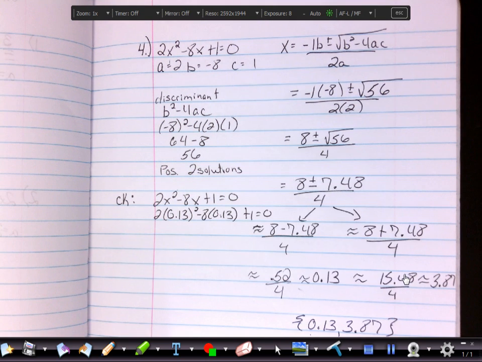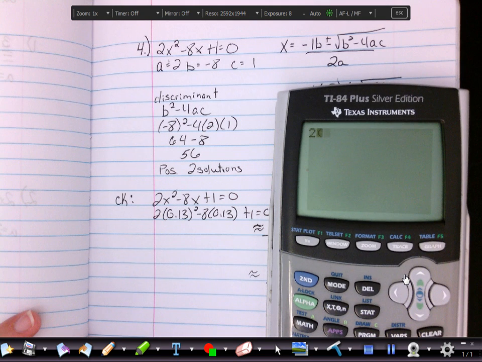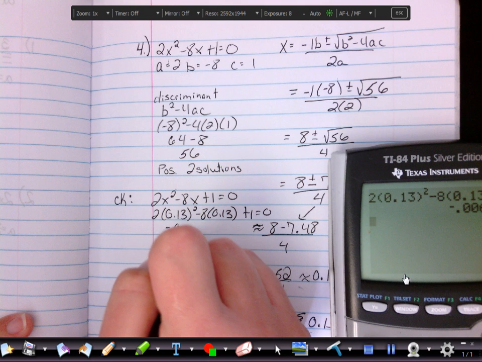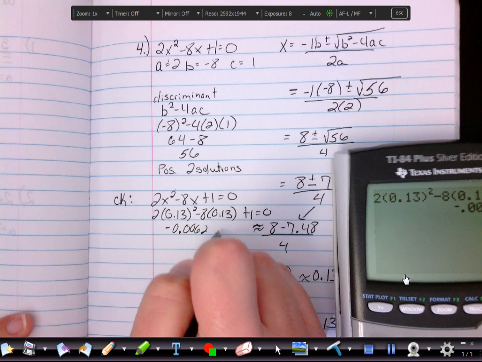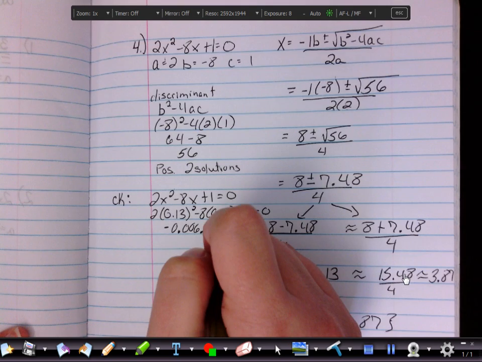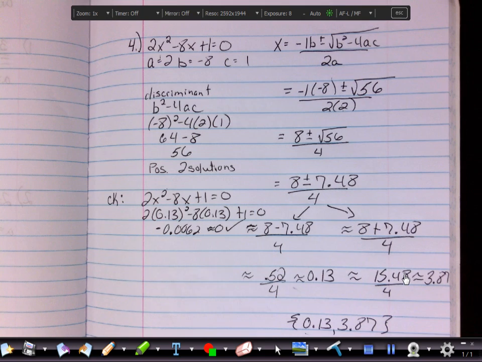I'm going to plug that in my calculator and make sure that it gives me 0. 2 parentheses 0.13 squared minus 8 parentheses 0.13 plus 1. And it tells me that it's negative 0.0062. Now since I had to round, as long as it's around 0 or approximately, I'm good. So that does check, because 0.0062 is very, very close to 0.